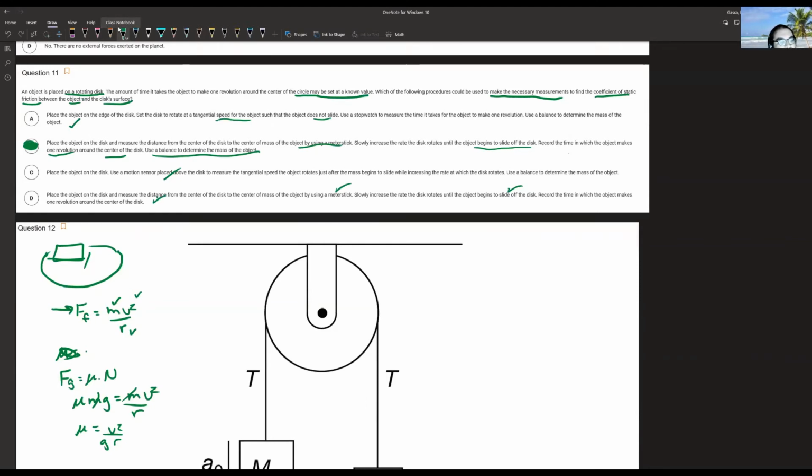Oh yeah, so check it out. If you notice, I showed the work here. We don't really even need the mass. So the mass is irrelevant or extraneous.